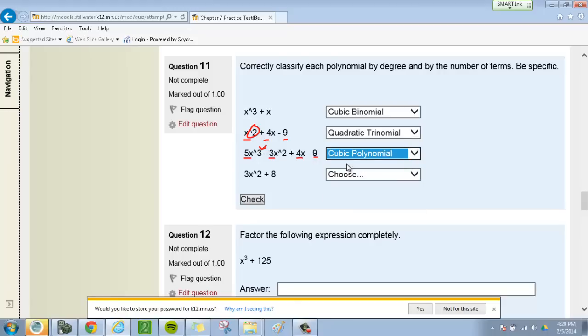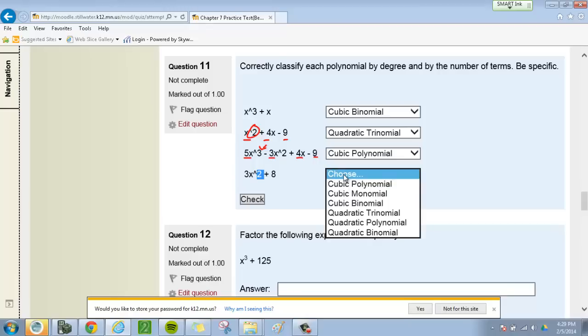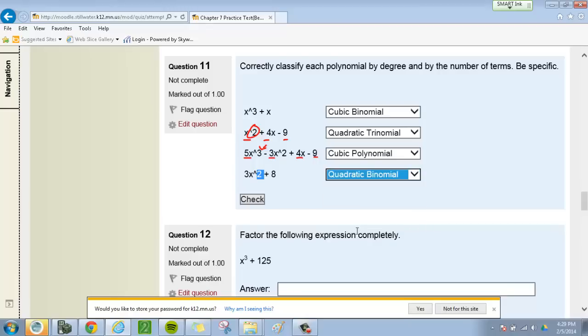And finally, we got 3x squared plus 8. That's binomial because there's 2 terms there and there. So 3x squared plus 8, and this is a square right in there. So that is a quadratic because it's squared, and binomial, quadratic binomial. There we go. Moving on, next one.